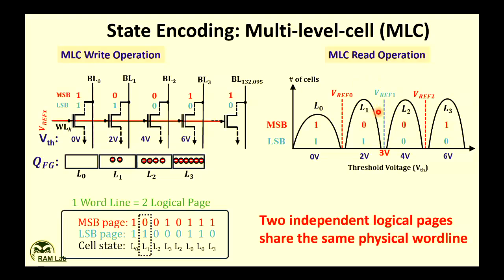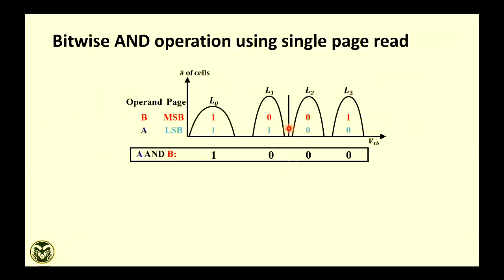So that's the idea. Let's look at this AND operation. We already answered this question, right? For AND, only L0 should be 1, because this is 1, 1. This distribution means a particular cell with the lowest threshold voltage. L1, L2, L3 are the other threshold voltages.